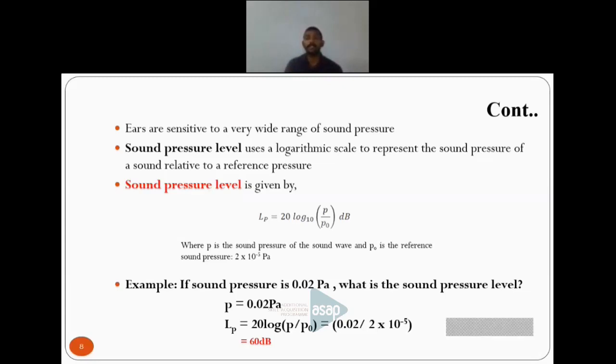If the sound pressure is given as 0.02 Pascal, the sound pressure level Lp can be found by 20 log P by P naught, that is 0.02 by 2 times 10 raised to minus 5. Then we directly get the decibel value, which is 60 decibel.